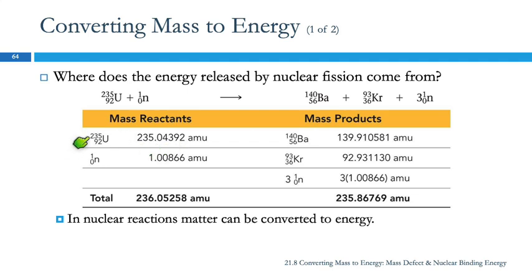So uranium-235 nuclide, 235.0439 atomic mass units. There's the neutron. It's approximately 1 atomic mass unit, but here we're going to use all the numbers that we know. So we add those together, we get 236.05258. We look at the mass of the products. We've got the barium, the krypton, and 3 neutrons. We add that up, we get 235.86769.